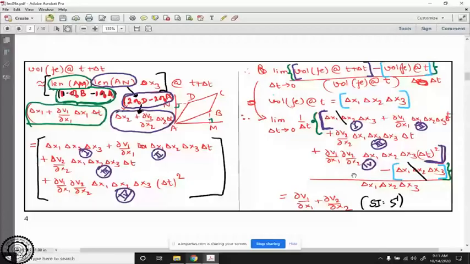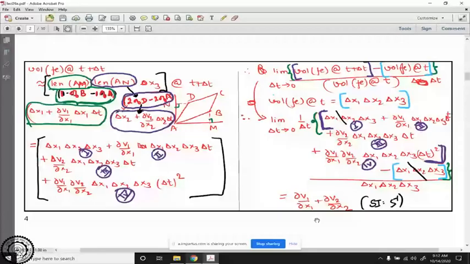Okay, and then it has to be divided by delta x1, delta x2, delta x3, and further when you impose the limit of delta t going to 0, you will realize that that limit is simply del v1 by del x1, del v2 by del x2. So this term, which comes with quadratic delta t square, in the limit of delta t going to 0, will go to 0 very fast.